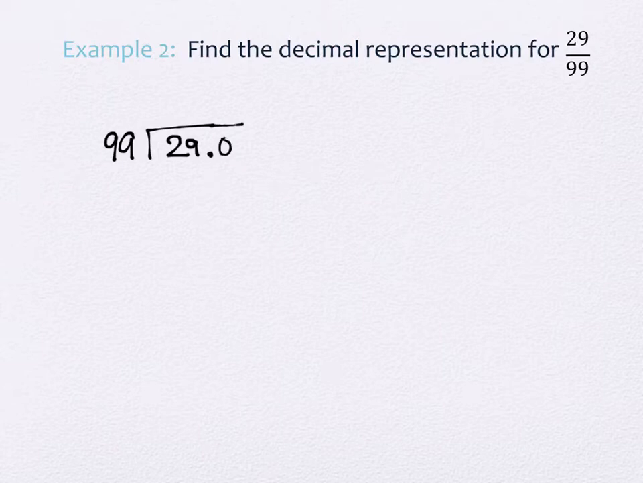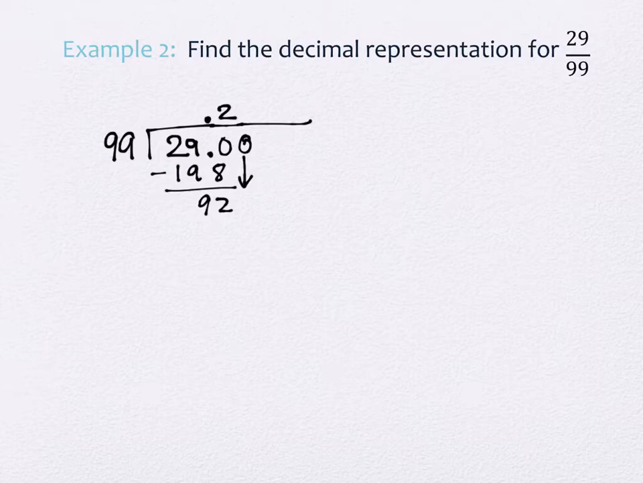It doesn't go into 29, but it does go into 290. So how many times does 99 go into 290? 2 times. So what is 2 times 99? And what do we get when we subtract that? 92 is right. So we'll put a 0 and bring it down. 920. So how many times does 99 go into 920? Goes in 9 times. 9 times 99 is 891. Lovely. And when we subtract, what do we get?